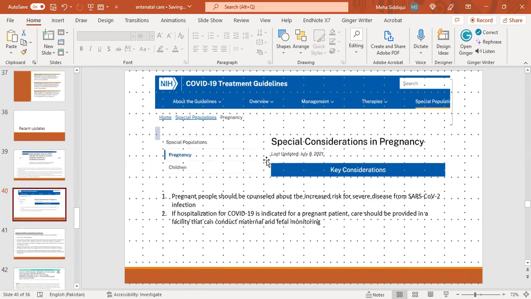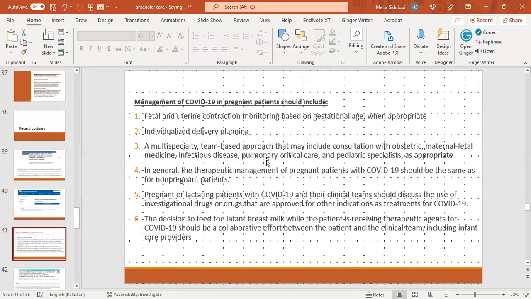This is another article on special considerations in pregnancy with regard to COVID-19. According to it, pregnant people should be concerned about the increased risk for severe disease from SARS-CoV-2 infection. If hospitalization for COVID-19 is indicated for a pregnant patient, care should be provided in a facility that can conduct maternal-fetal monitoring. Management of pregnant patients with COVID-19 should include fetal and uterine contraction monitoring based on gestational age when appropriate, individualized delivery planning, and a multispecialty team-based approach that may include consultation with obstetric, maternal-fetal medicine, infectious disease, pulmonary critical care, and pediatric specialists as appropriate.